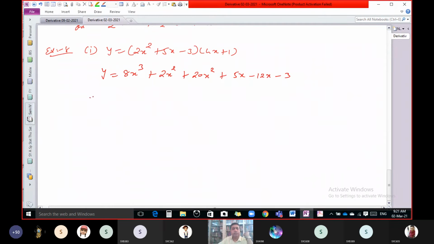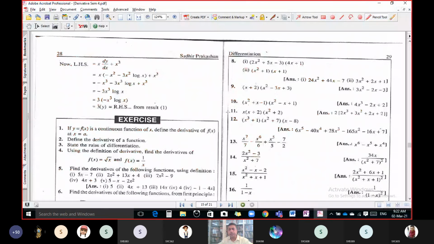So what do we get ultimately? Simplify this. We get 8x cube plus, see, 2x square plus 20x square is 22x square. 5x minus 12x is what? Minus 7x minus 3. Okay. Now differentiate this with respect to x. dy by dx, tell me the answer. 24x square plus 44x minus 7. Correct. And see, this is the answer.